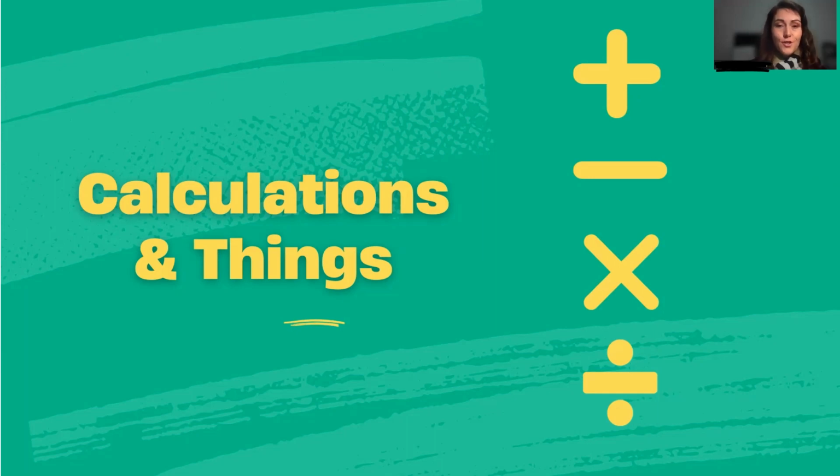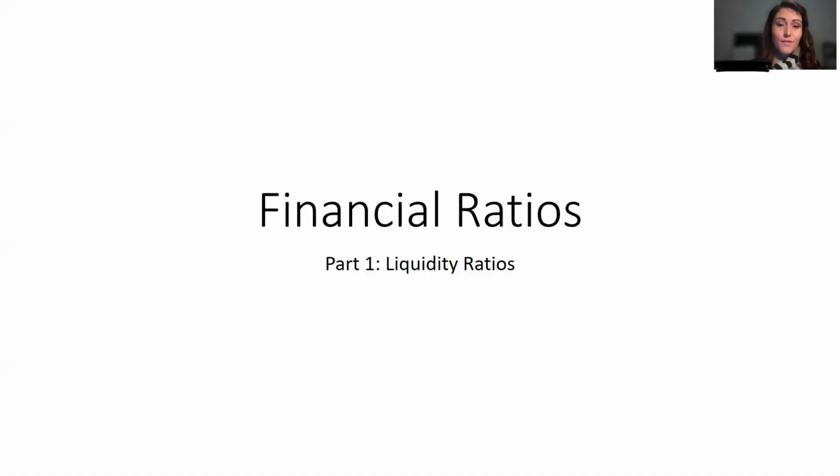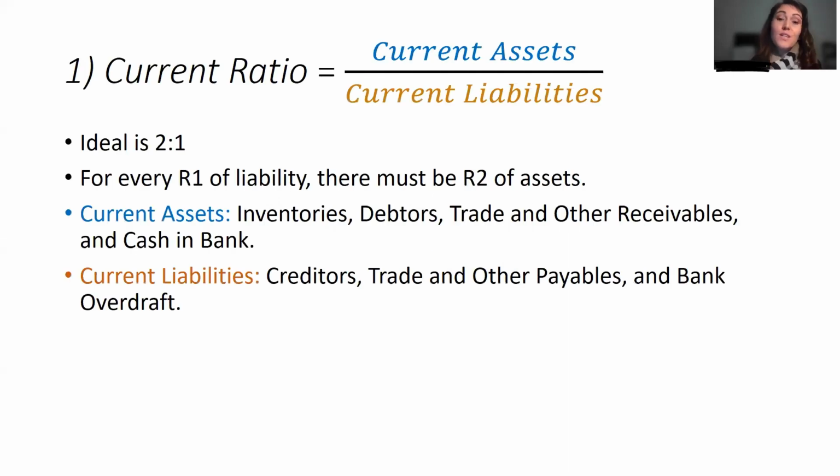Today, we are going to focus on financial ratios with a specific focus on liquidity ratios. Our first ratio is going to be the current ratio. So this is where we take our current assets and we divide it by our current liabilities. The ideal in a business would be 2-to-1, which means that for every R1 or $1 of short-term debt or liability that you have, you need to have R2 or $2 of assets.